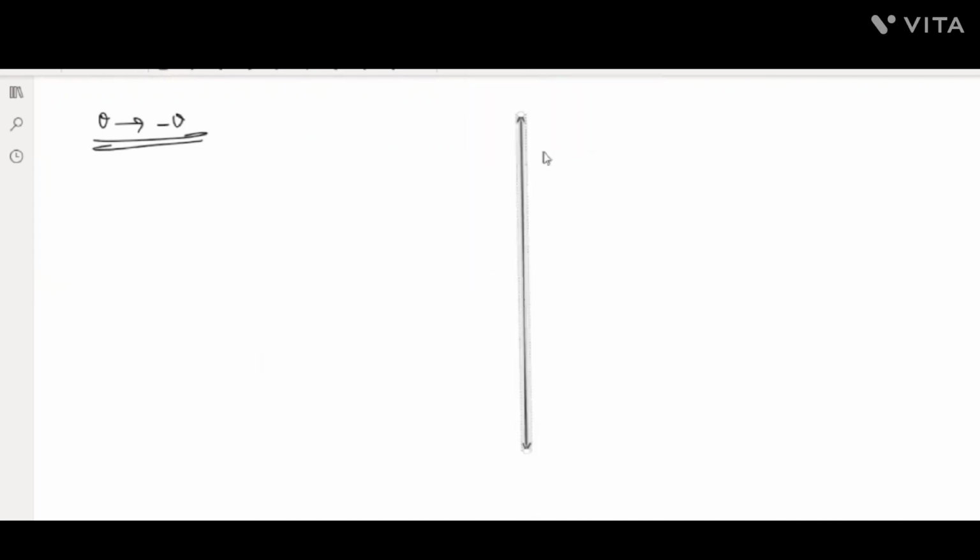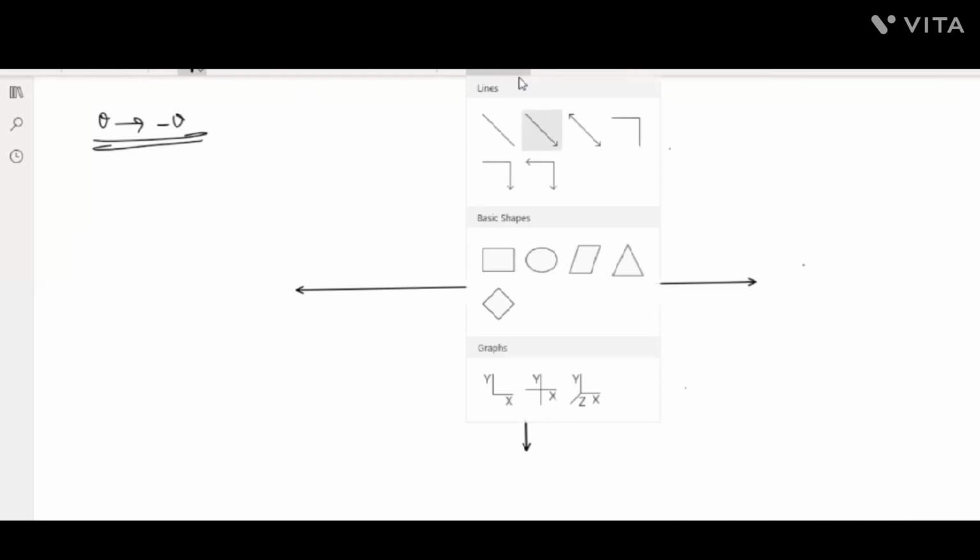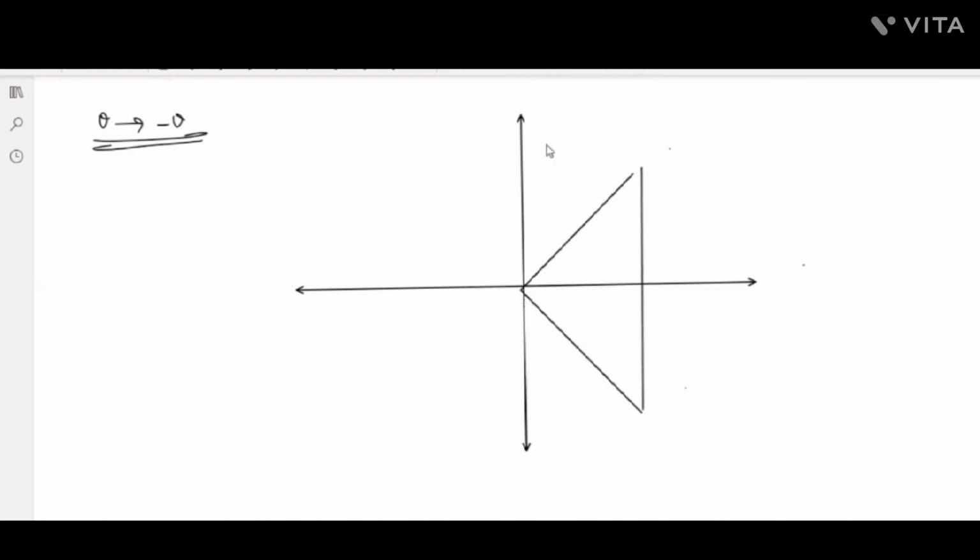So this is the y-axis and this is the x-axis. From the origin we draw one line like this, and we also take a line in the fourth quadrant, and join them. If we take this angle, this is theta, and in this direction it will become minus theta.